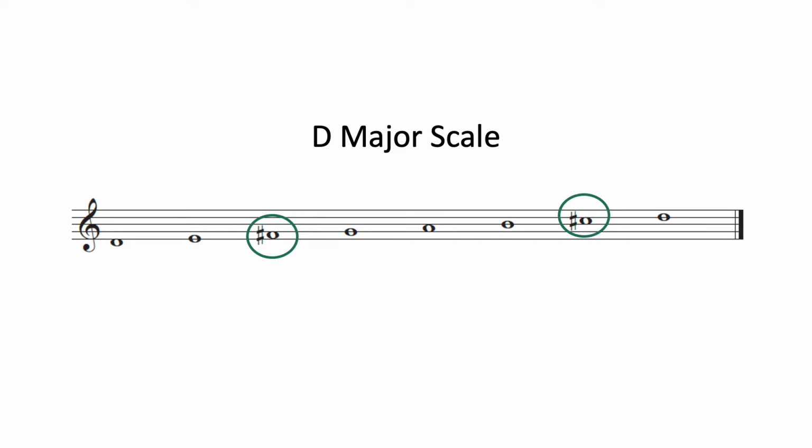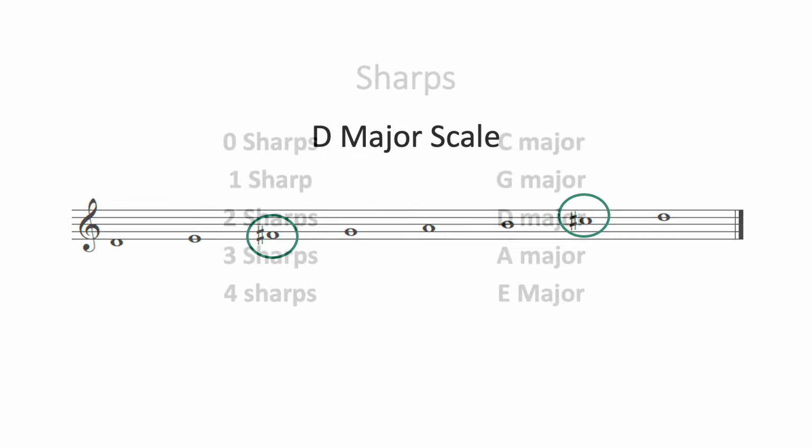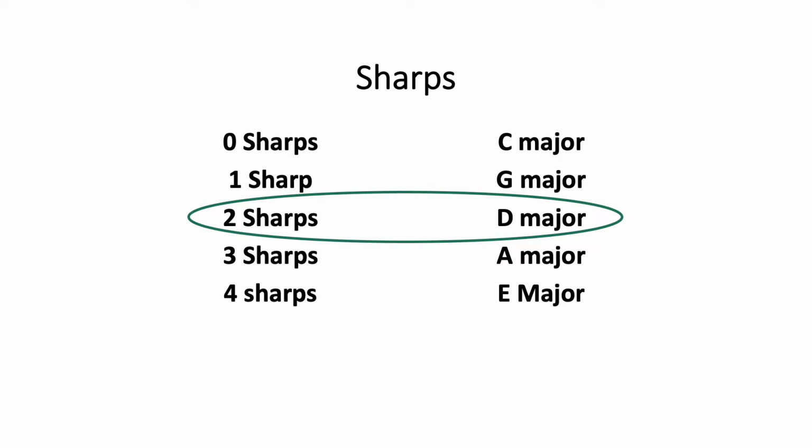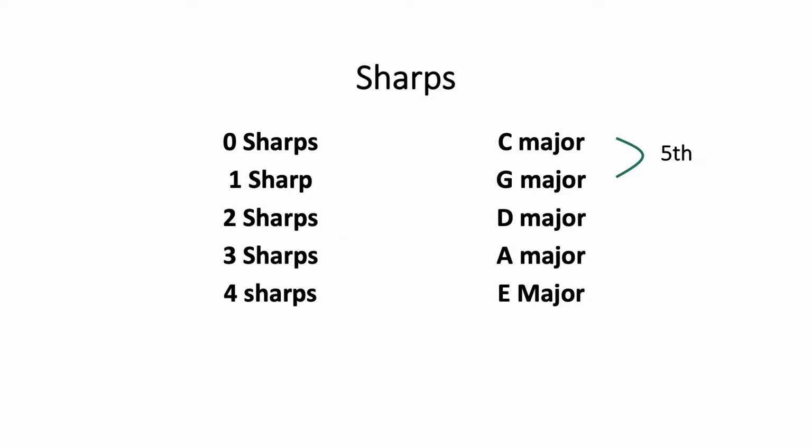So when we take a look at this chart that we were coming up with, we are right over here. We did C major, we did G major, now we're up to D major. We made it this far, and if we keep going, 3 sharps will get us A major, 4 sharps will get us E major. So we also determined that these scales are a fifth apart. They're based on the fifth scale degree of the previous scale.